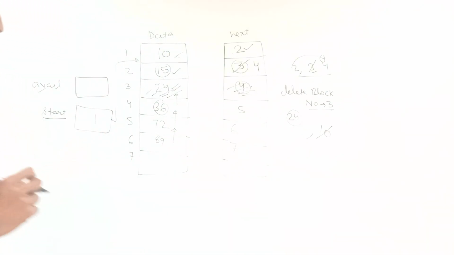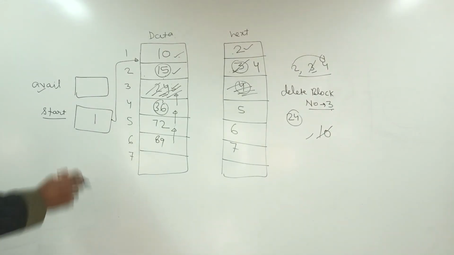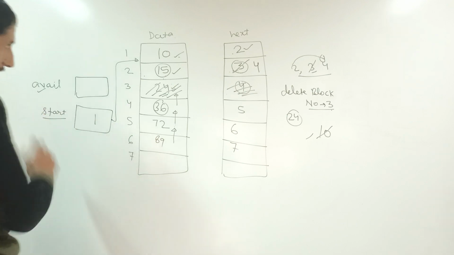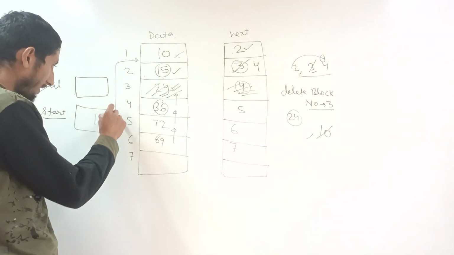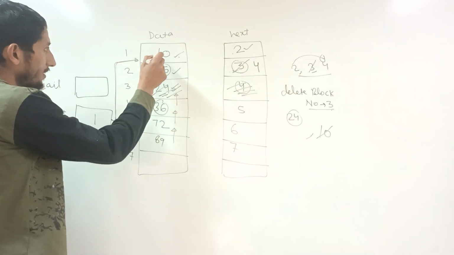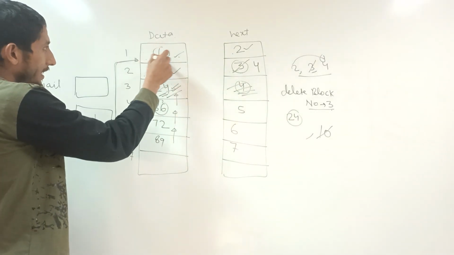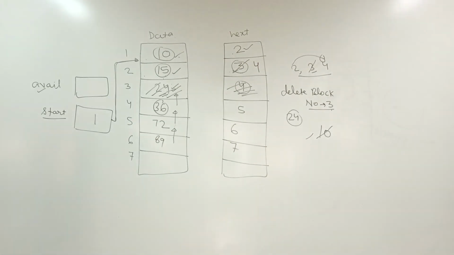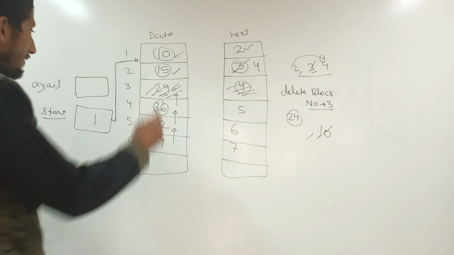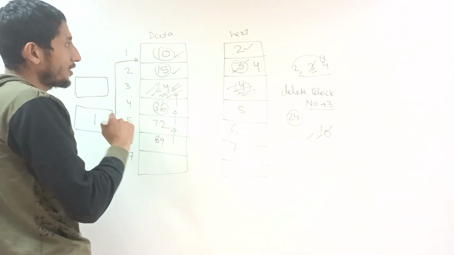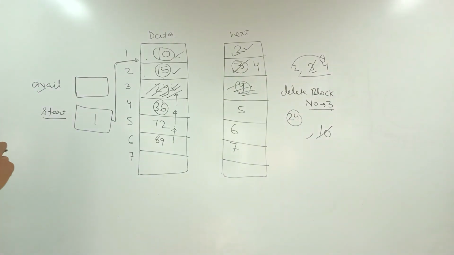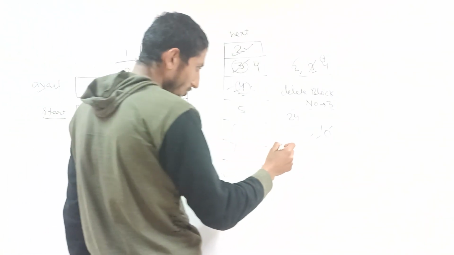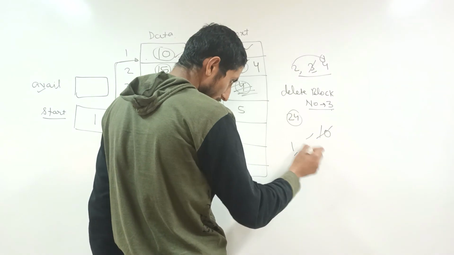Please delete 10. So till now what is happening? My list has been started from block number 1, that is 1. It means the first block can be found at the first position, and the value is 10. If someone says that please delete it, so what I will do, I will check that after block number 1, where is block number 2? At position number 2. Are you following this? At position number 2.